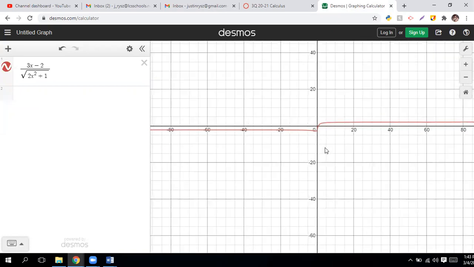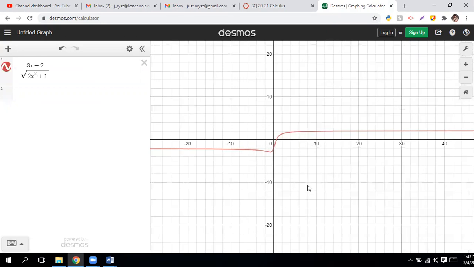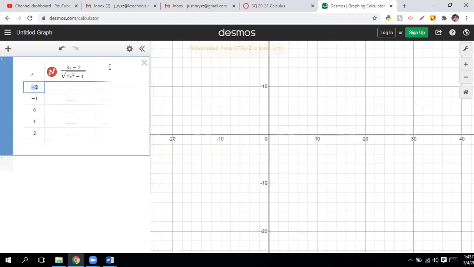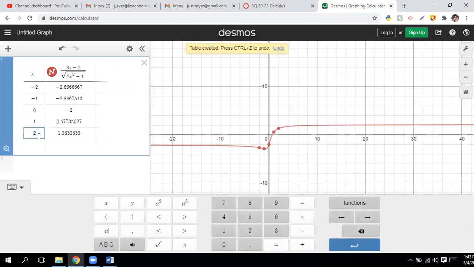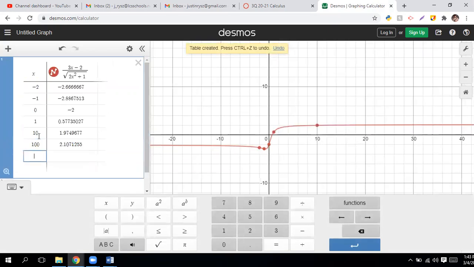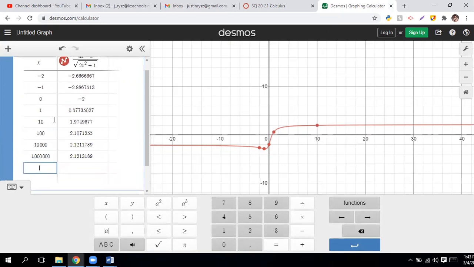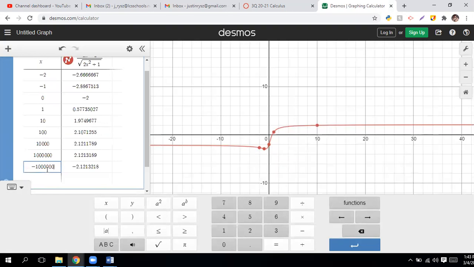All right, we can see this is what the graph looks like. You can see going to the right, it's different. Going to the right here, I'm gonna get a table just to help us out. I'll pick numbers 10, 100, 1,000, a million. You can see it's going like 1.97, 2.1, 2.12, 2. Then let's even go backwards and type a negative million. You can see it goes towards the same negative 2.